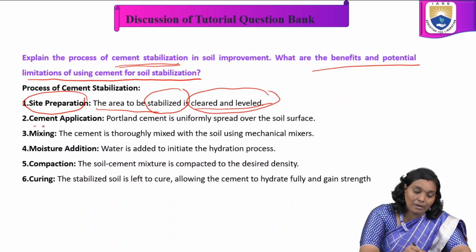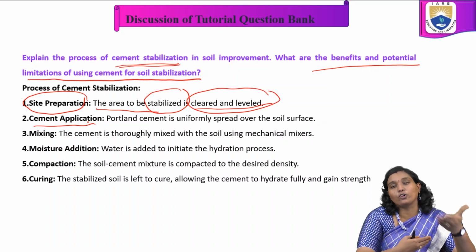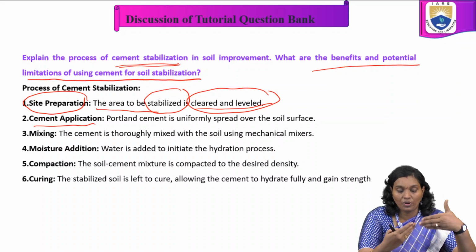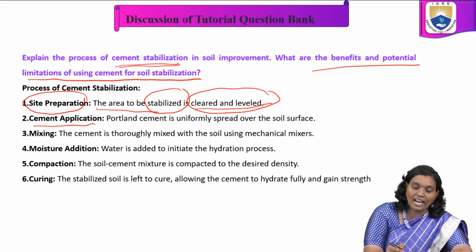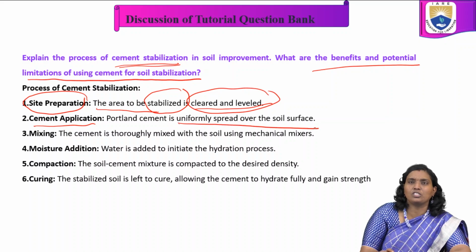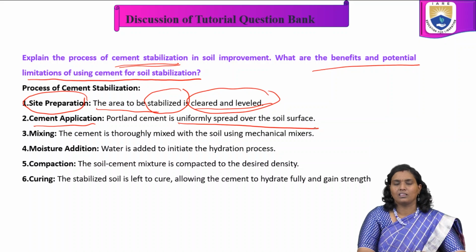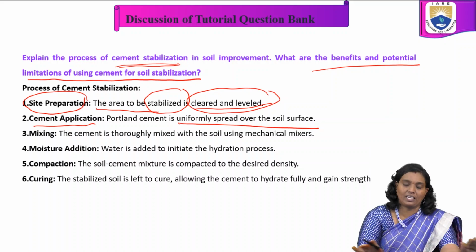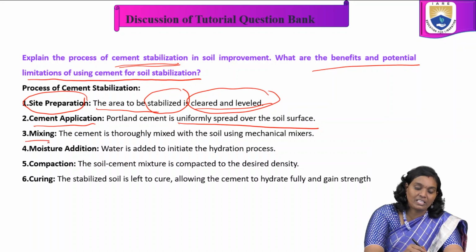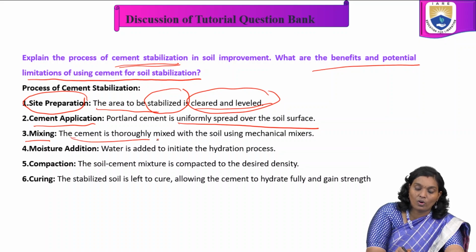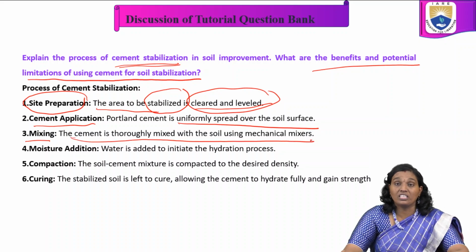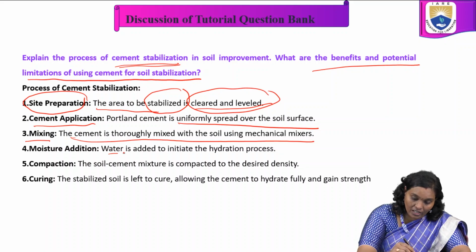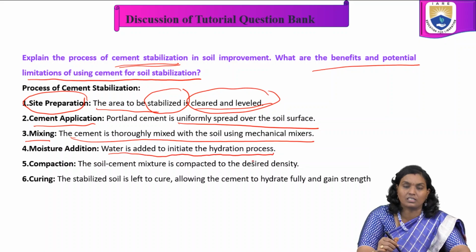The next one is cement application. Previously we were talking about lime; now we move on to cement. In cement application, Portland cement is uniformly spread over the soil. Now the mixing: the cement is thoroughly mixed with the soil using mechanical mixers. And moisture addition: water is added to initiate the hydration process.